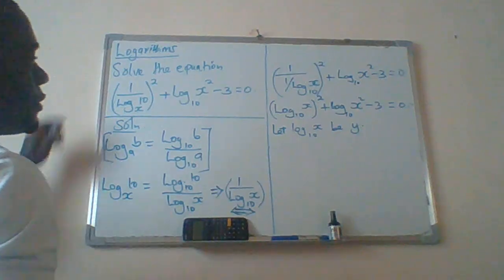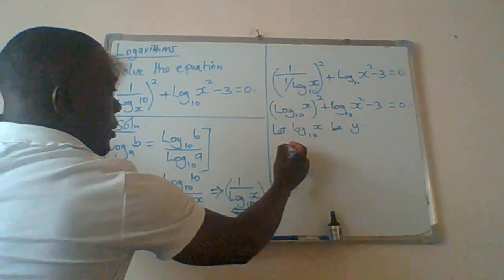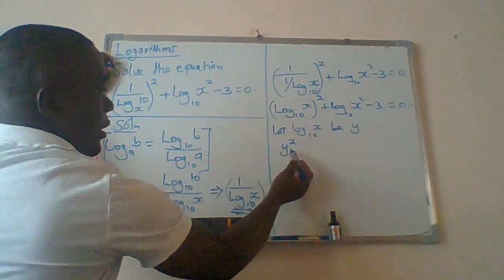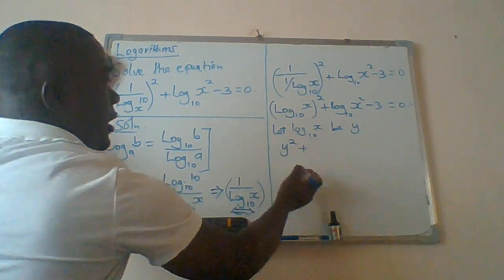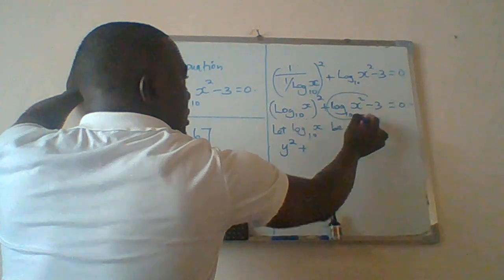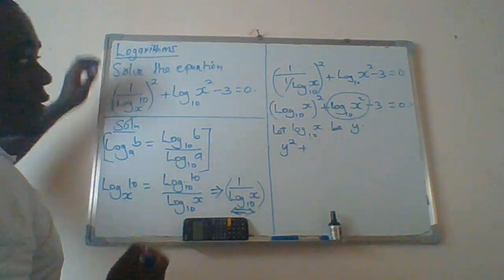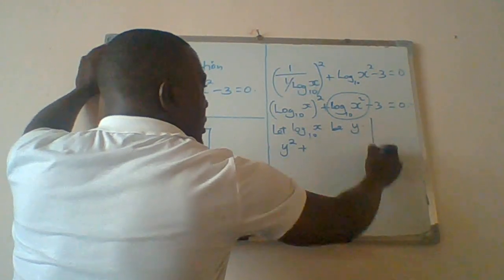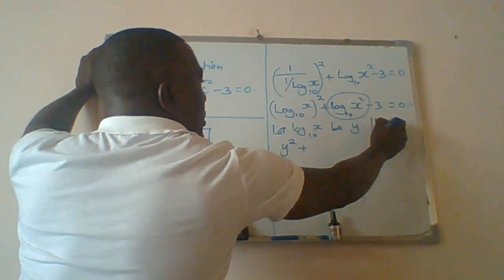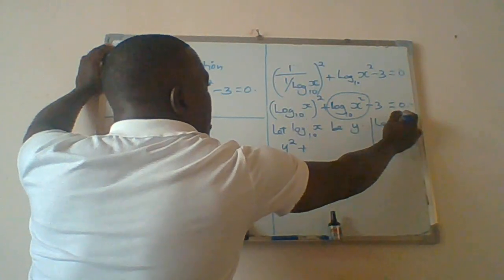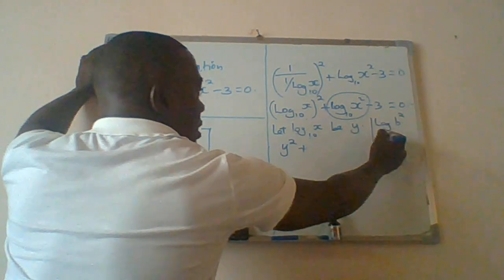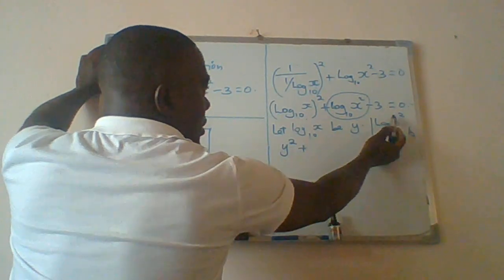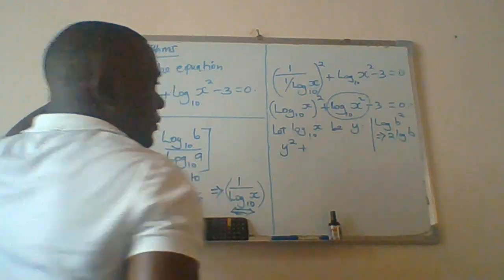So if that is the case, what we'll have in the first statement will be y squared, that's log x base 10 squared. So y squared plus... Now this part, we can apply the power law, whereby if you are given log b raised to power 2, this can be written as 2 log b.